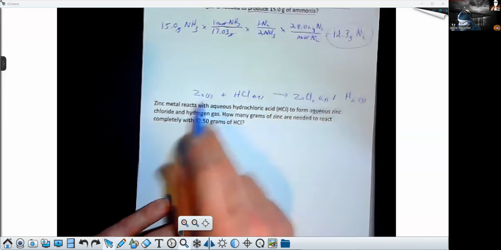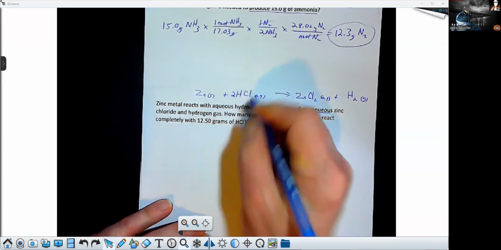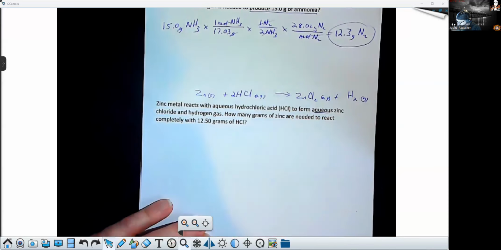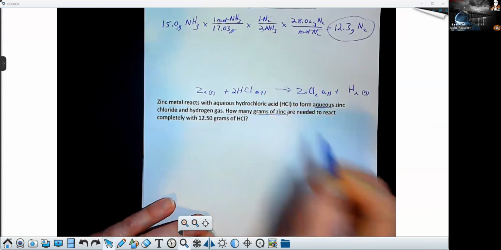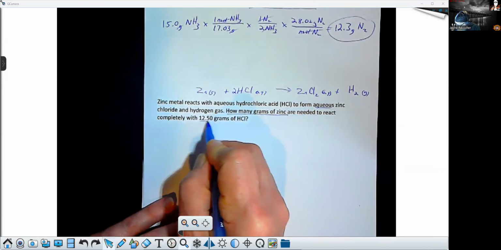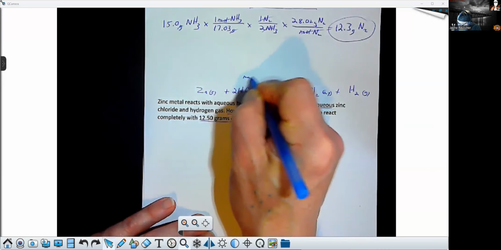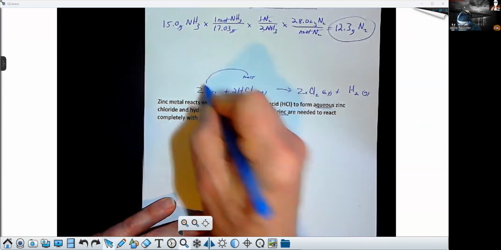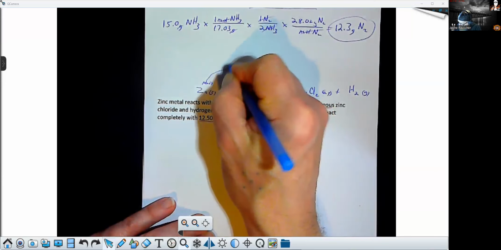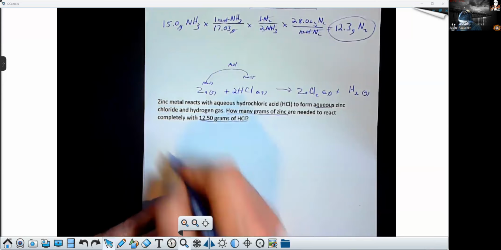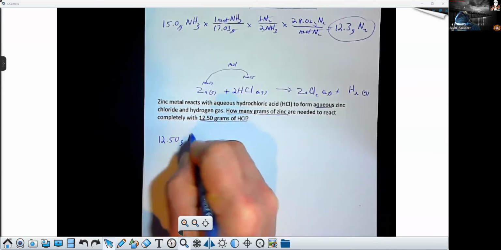Okay, so here's our equation. We have 2 chlorines here, so let's put a 2 here. That balances the hydrogens as well, and the zinc is already balanced. So our chemical equation is now balanced. How many grams of zinc are needed to react completely with 12.5 grams of HCl? So we're going from mass of HCl to mass of zinc, okay? Which means we're going to have to go through moles to do that, right? So let's start off. We have 12.50 grams of HCl.